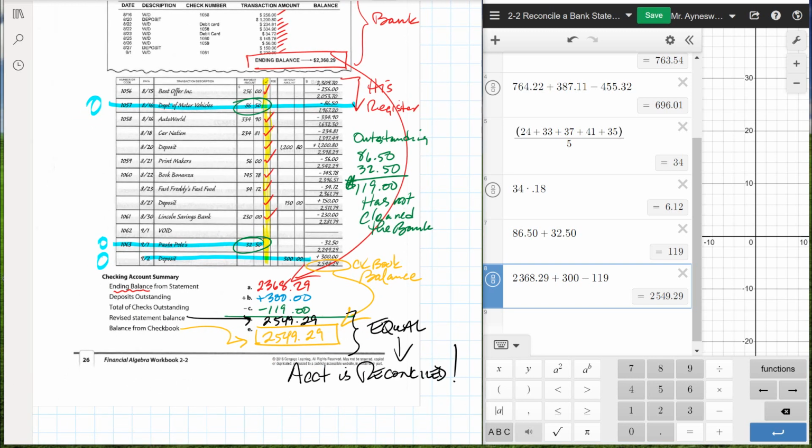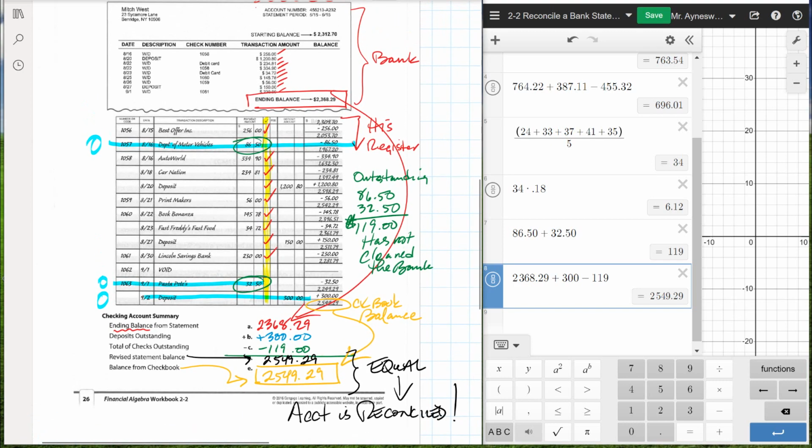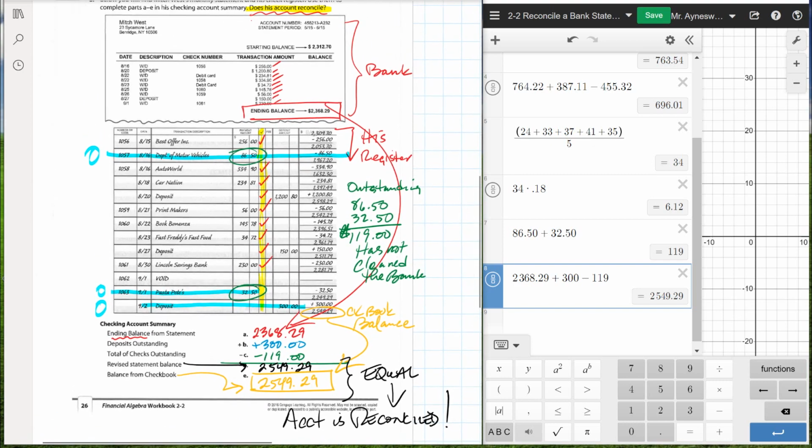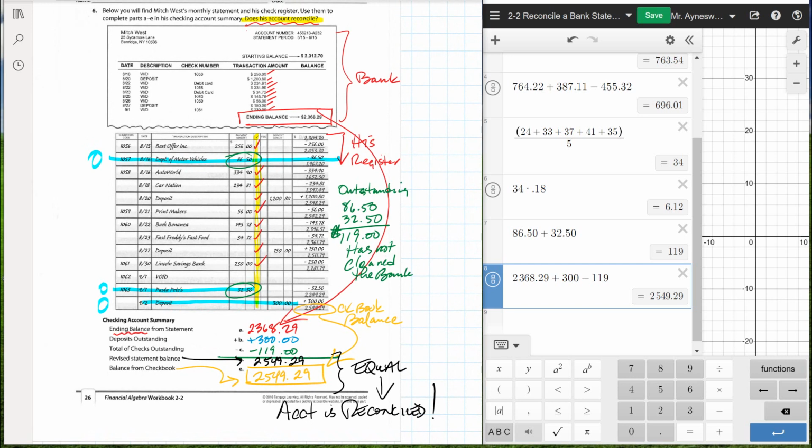And whenever your bank statement, when you take into account the outstanding deposits and checks, matches your checkbook, things are in good order. You kept a good record of your finances. So did the bank. No one made any mistakes, and we say it has reconciled. And it doesn't always happen, even in this day and age of computers. It does not always reconcile.